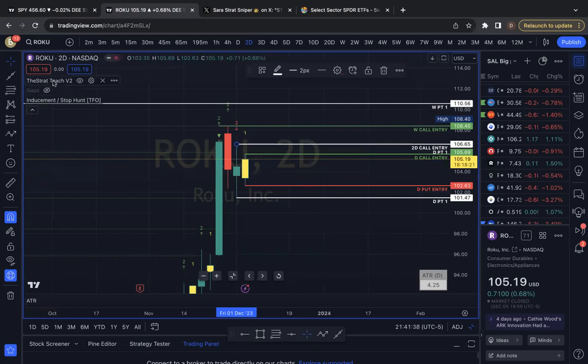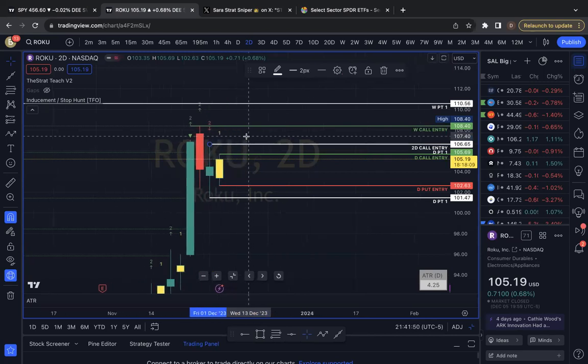So I have this indicator. It's called the Strat Teach V2. And do you know what the 2 ups and 2 downs mean and all of that? No, I'm just learning today.